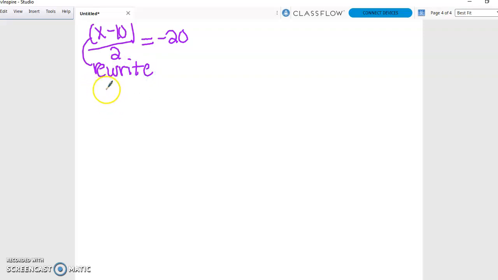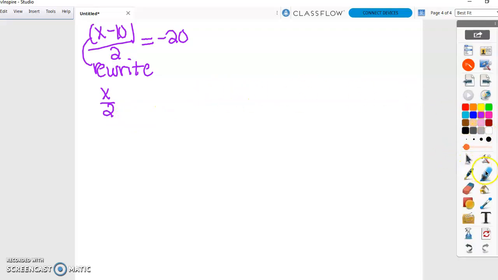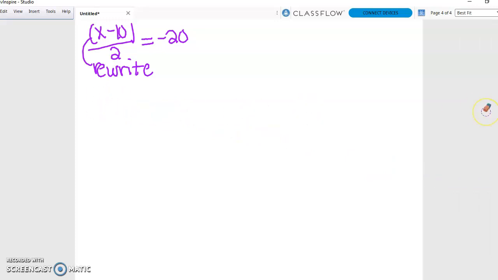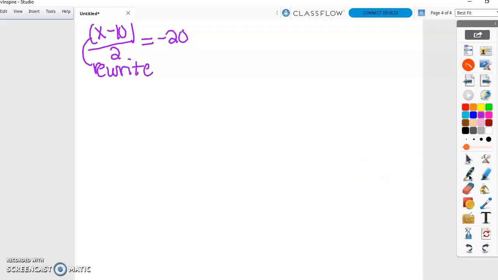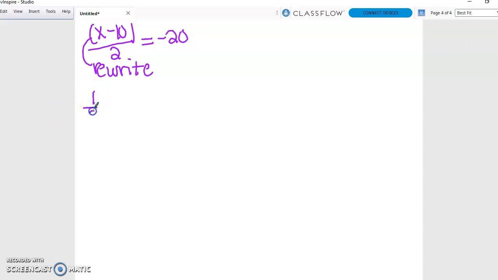We can rewrite it as x over 2, or like I said for the other problem, since x over 2 may freak you out, I don't want to do that. The simplest way to write this is 1/2 x. Just throw that x out to the side. Minus 10 over 2 equals negative 20.